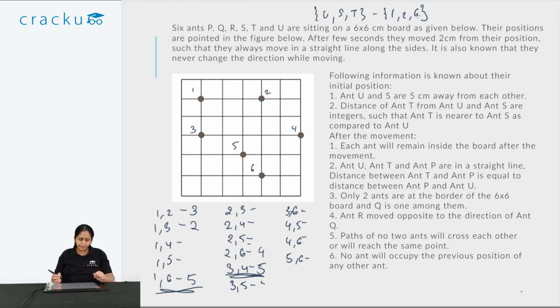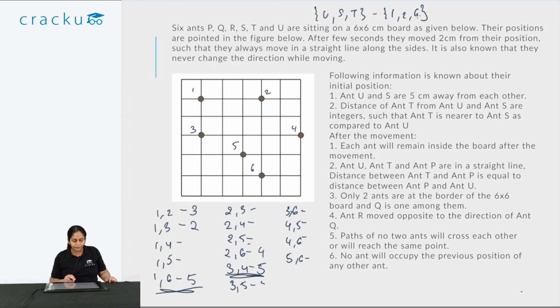Okay. Now the second one is for 3 and 4. Now we have to figure out if there is any point which is integral distance away from both 3 and 4. 1 is an integral distance away from 3, but this is not an integer. This is 4 plus 25, so root 29. So that is not an integer. Similarly, 2 is not an integral distance from either. 3 is not, 5 is not, and 6 is not an integral distance from either. So 3 and 4 have no point which is an integral distance away from it.